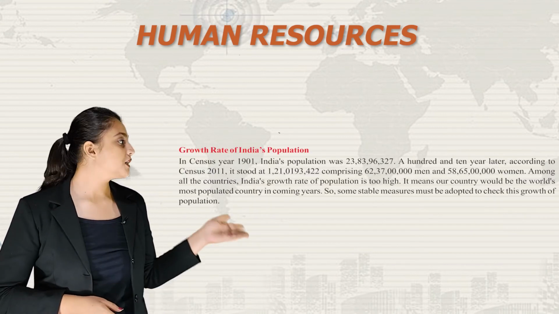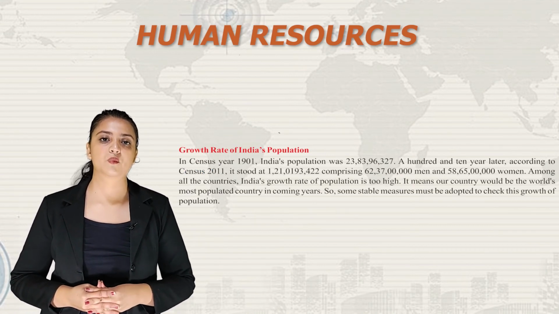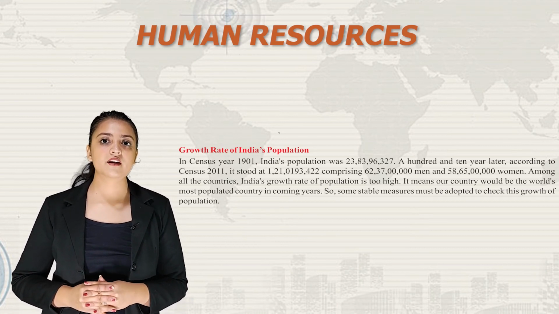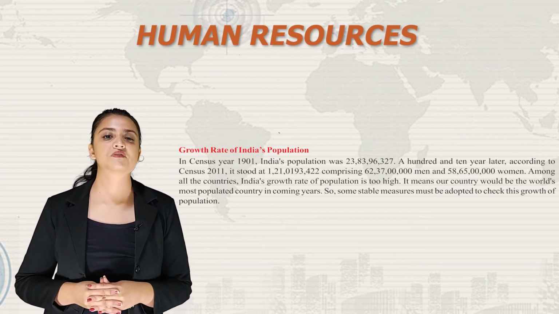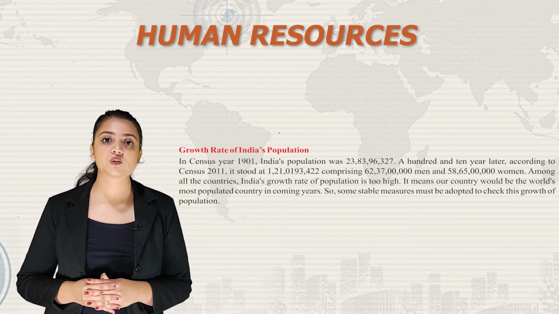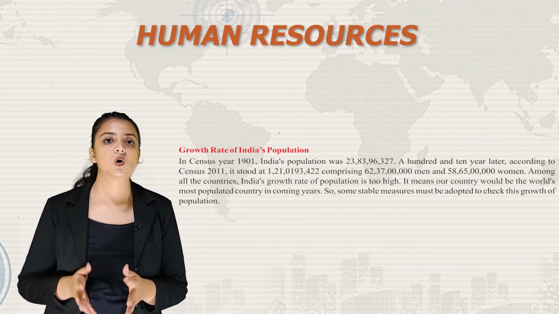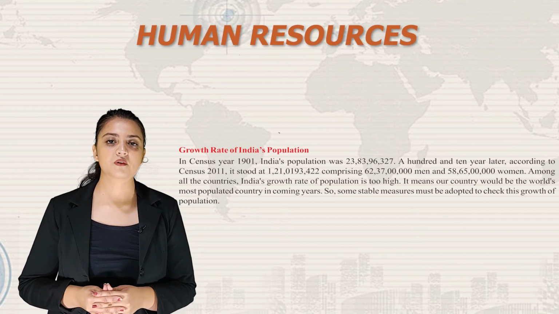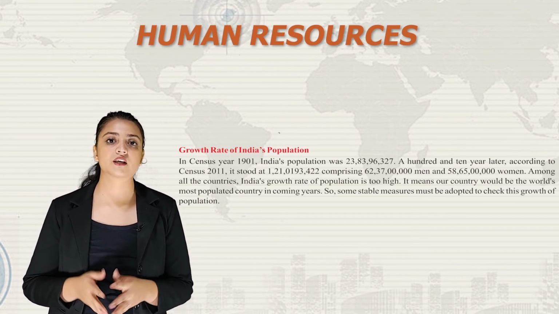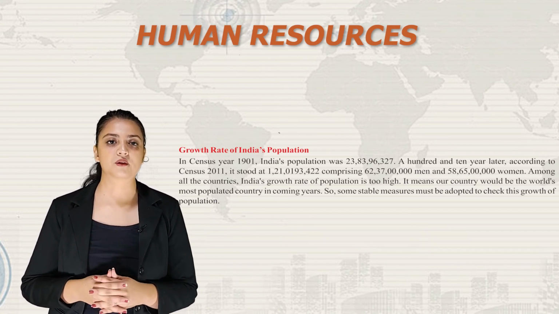Let's talk about the growth rate of India's population. In census year 1901, India's population was around 23 crore. 110 years later, according to census 2011, it stood at around 1 billion, comprising 62 crore 37 lakh men and 58 crore 65 lakh women. Among all the countries, India's growth rate of population is too high. It means our country would be the world's most populated country in coming years. So some stable measures must be adopted to check this growth of population.